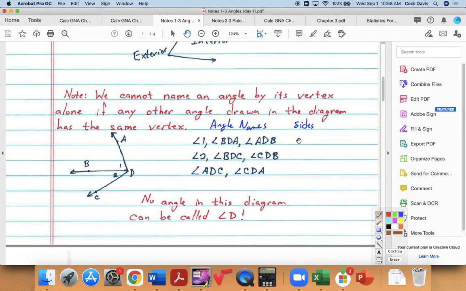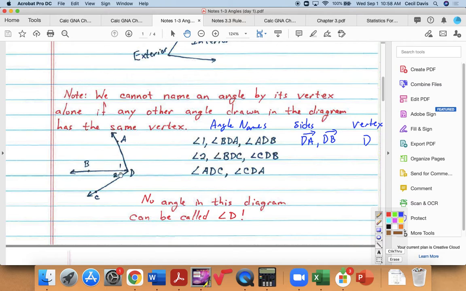A is a point. A is not a side. BD and AD? Close, but not quite. Ray DA. And what's the other side? DB. And what is the vertex? D is the vertex. The sides have to be rays. They can't be points. They can't be lines. They have to be rays.